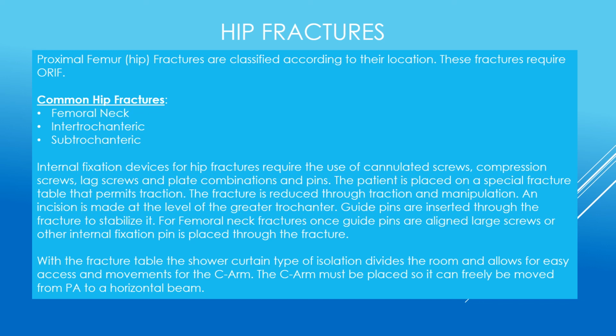For femoral neck fractures, once guide pins are aligned, large screws or other internal fixation pins are placed through the fracture. With the fracture table, the shower curtain type of isolation divides the room and allows for easy access and movements for the C-arm. A C-arm must be placed so it can freely be moved from PA to a horizontal beam.